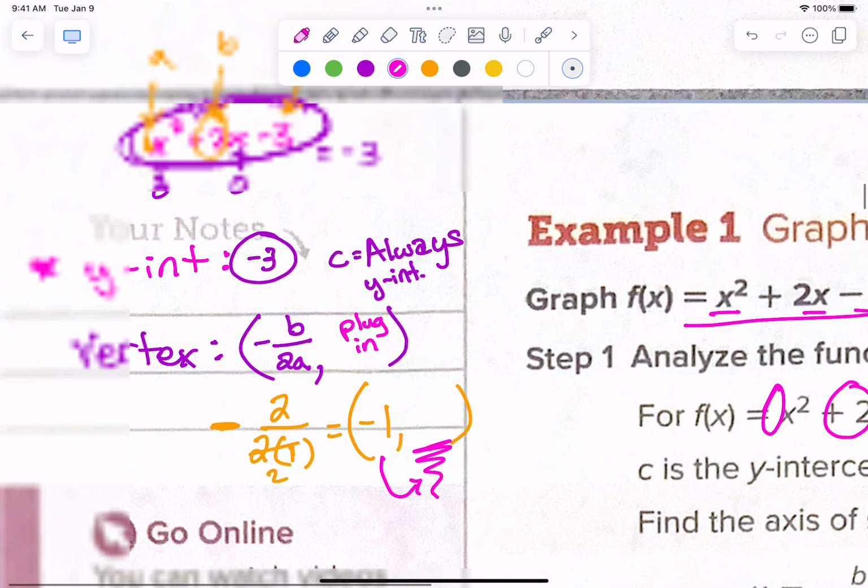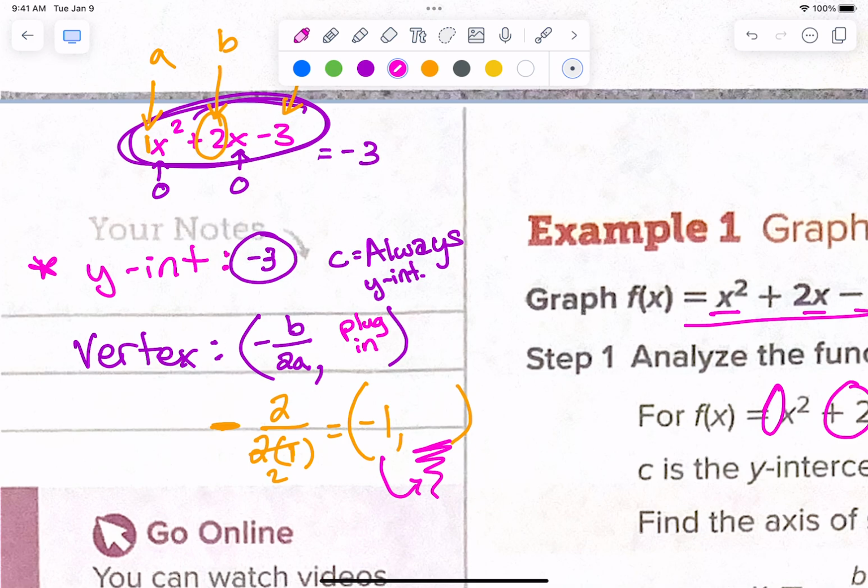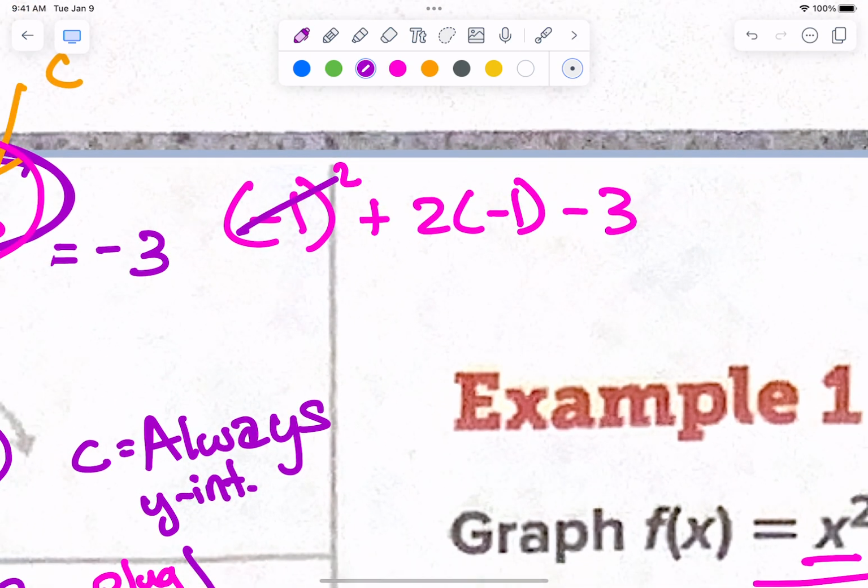So to find the vertex, I do negative b over 2a. That's the only thing I have to memorize. Then I just plug negative 1 in here to solve for the y coordinate, okay? Negative 1 squared, just like we just got done plugging in, right? Plus 2 times negative 1 minus 3. Let's solve it. Negative 1 squared is 1. What's 2 times negative 1? Negative 2. Negative 2 minus 3.